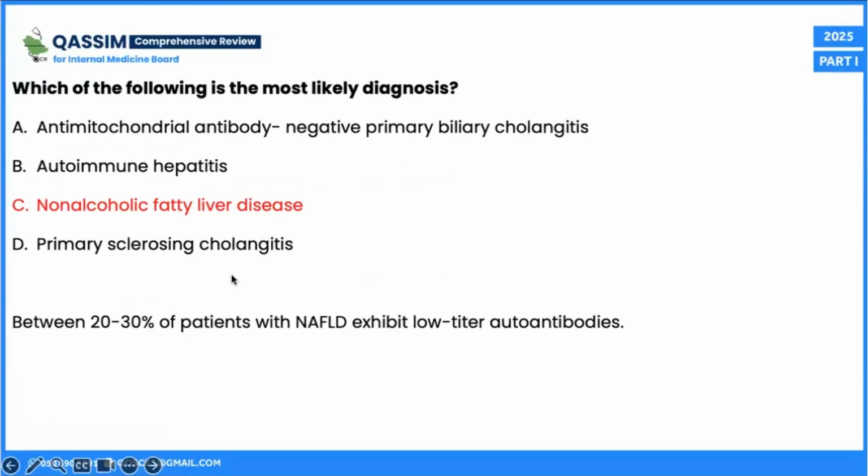Someone asked about the autoantibodies. Between 20 to 30% of patients with non-alcoholic fatty liver disease exhibit low titers of autoantibodies. So a low titer of antibody does not indicate that the patient has primary biliary cholangitis. Okay, is it clear? Do you have any questions? If someone has any question, he can raise his hand. We will be happy to answer.